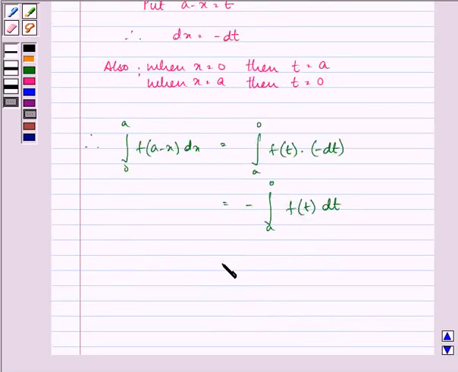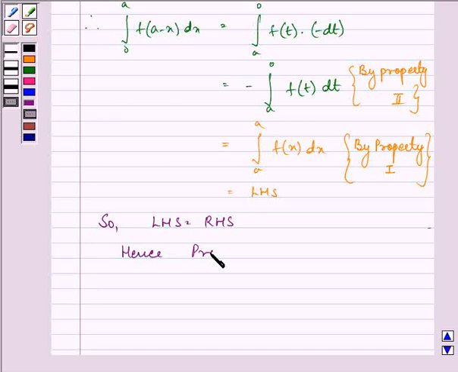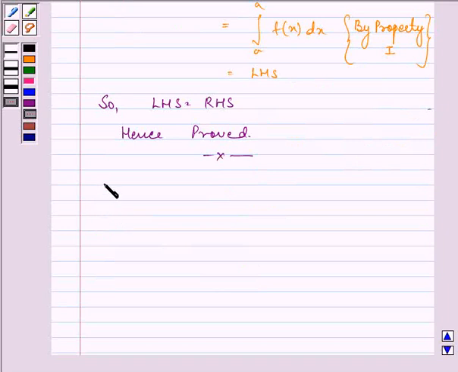And this is equal, by property 1, we can write this as integral 0 to a f(x) dx, which is same as our left hand side, right? So left hand side is equal to right hand side, and hence we have proved the first part for this question. Now we need to evaluate this value.